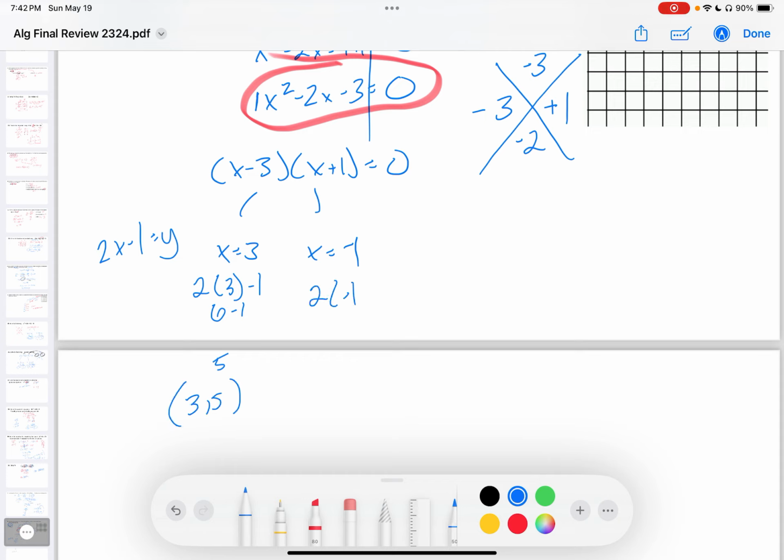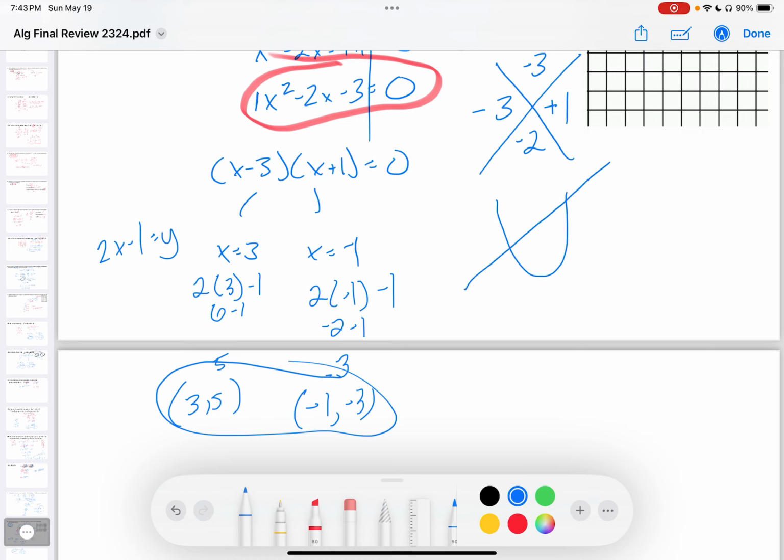2 times negative 1 minus 1 is negative 2 minus 1, which is negative 3. Negative 1 from the x and negative 3 from the y is another solution. Again, remember, we're going to have 2 because we are solving a system for a quadratic and a linear. There should be 2 points where those things cross. So there is the final. That's the practice. If you can do those questions and do those pretty efficiently, we should be in great shape on the final.